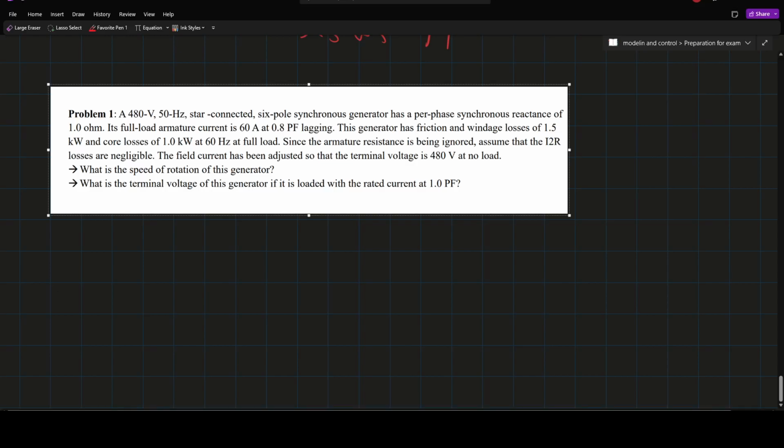Okay, we're going to start with an exercise of a synchronous machine. From the exercise, we can see that we have an XS of 1 ohm. We have a line voltage of 480, so our phase voltage is going to be 480 over square root 3. We have a power factor of 0.8.